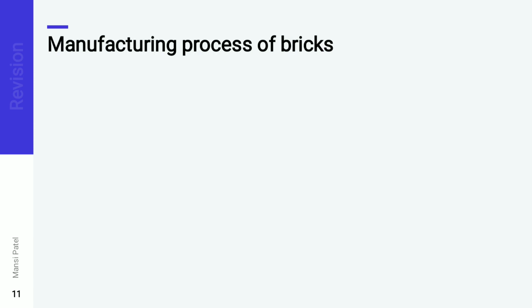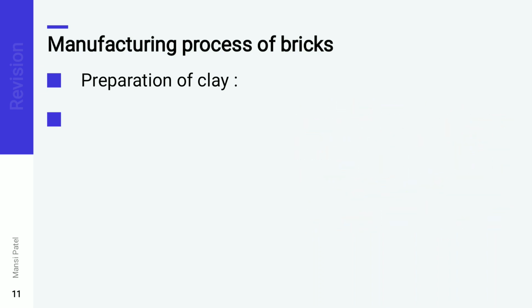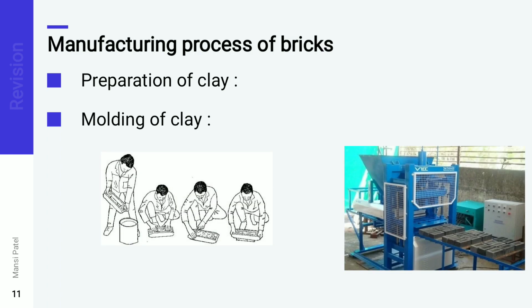Now, you have to tell me what is the manufacturing process of bricks. If anyone wants to make a brick, then which steps do they have to follow? So the first one, they have to prepare the clay. The first step involved in the manufacturing process of brick is the preparation of clay. In this way you have to first prepare clay.